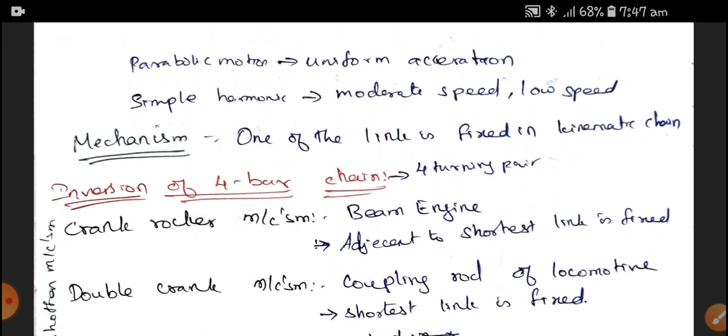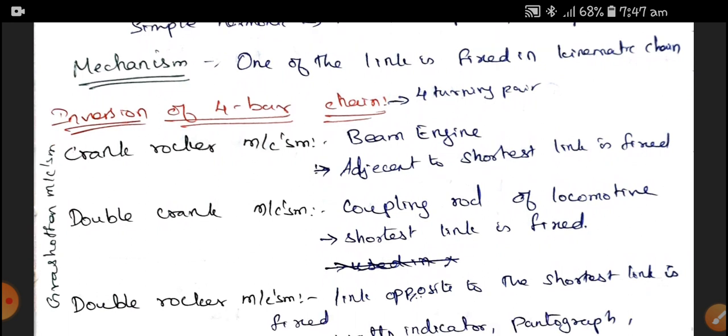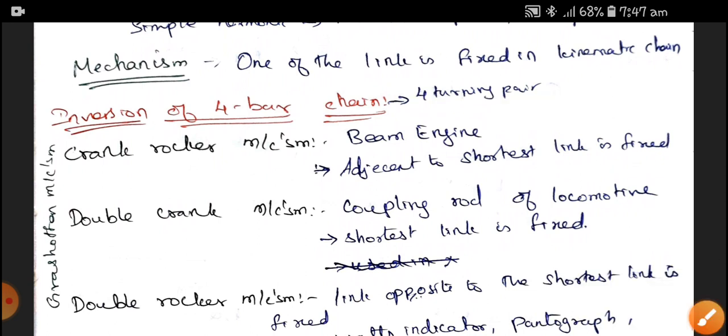Next one is the inversions. Next we are going to discuss the inversions, and first the inversion of the 4-bar chain. The 4-bar chain has all 4 pairs as turning pairs. All the 4 are turning pairs. So here the crank rocker mechanism is there. If we arrest the link adjacent to the crank, it will produce the crank rocker mechanism.